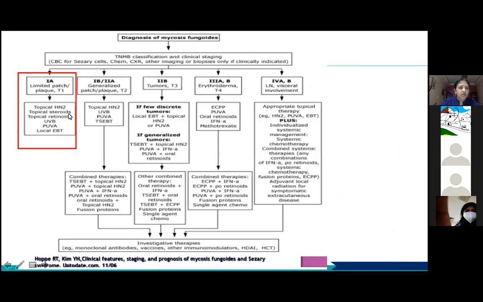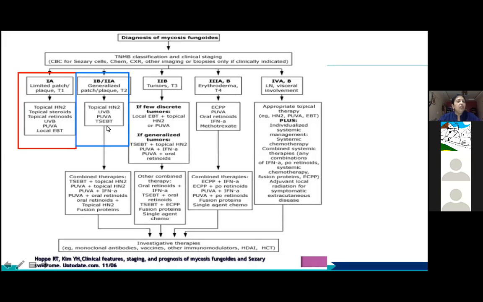For example, local steroids, local retinoids, PUVA A, PUVA B, or local radiation therapy. If it is stage 1B to 2A, then these patients, when they have generalized patch or plaque or T2 kind of disease, again, they benefit from skin directed therapy, either topical or PUVA or total skin electron therapy.